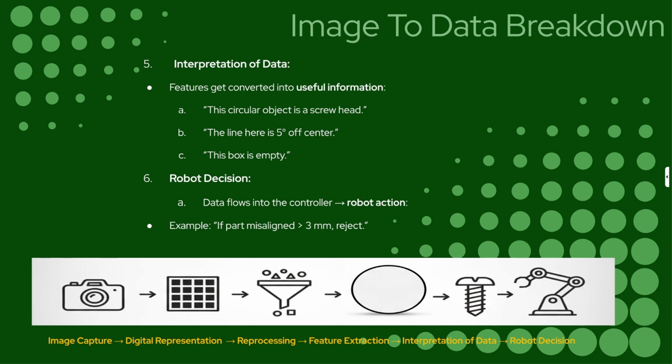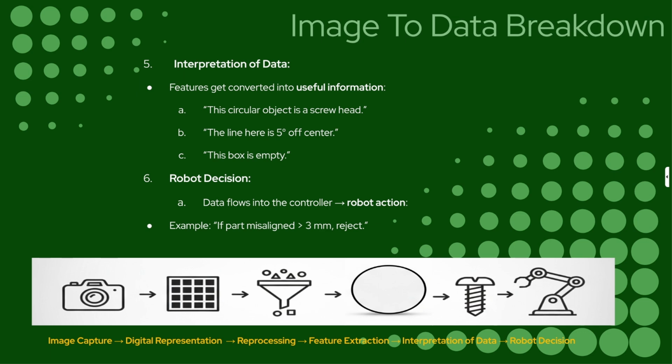This is a defect. So finally, once all that's made, the controller processes all that data and then tells the robot what it needs to do. It makes the robot decision. So if it's a defect, reject that part. If the position is offset, adjust the arm. If everything's all good, continue it down the line.